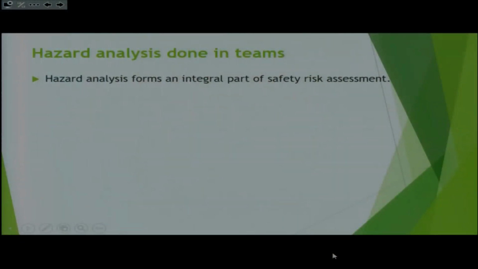Anyway, hazard analysis, ladies and gents, is very important. So your hazard matrix is one of but many techniques that one can use to determine the hazardness, or to be able to analyze those hazards correctly. There are many techniques that we can use. But the most important thing, and what you need to remember as health and safety practitioners, is that when you do hazard analysis, you don't have to do it alone. It's usually done in teams.